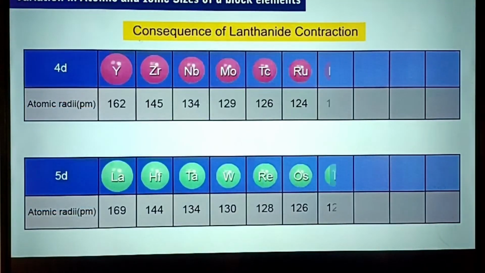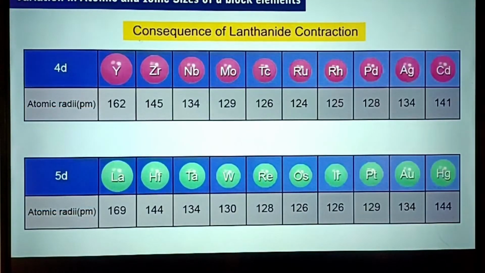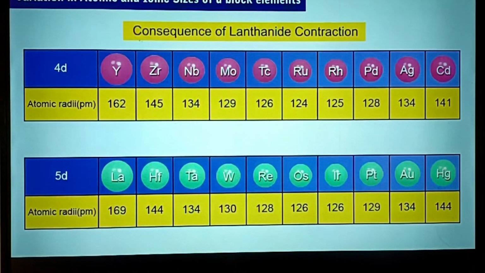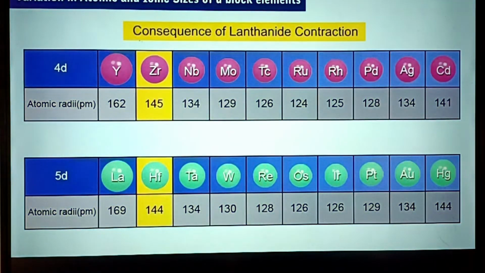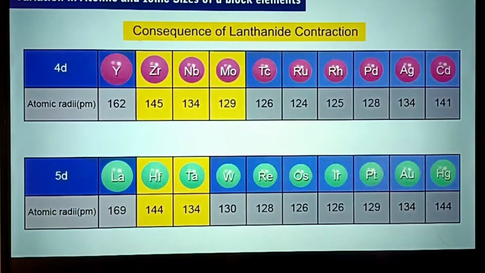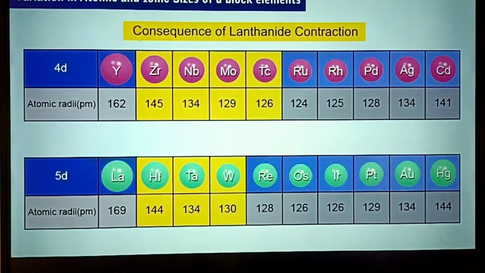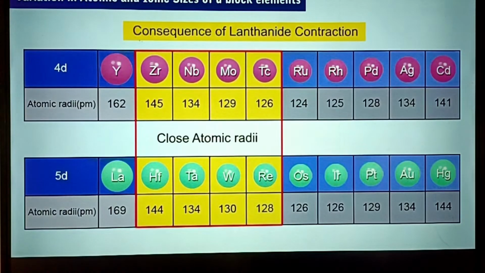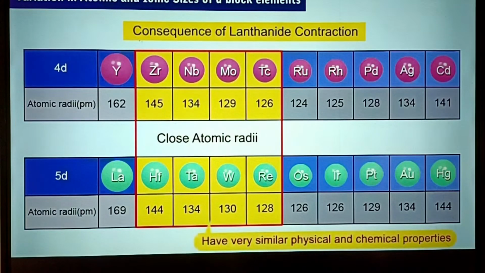The consequence of lanthanoid contraction is that the radii of the second and third transition series are similar. For example, zirconium and hafnium, niobium and tantalum, molybdenum and tungsten, technetium and rhenium have close atomic radii and therefore have very similar physical and chemical properties.